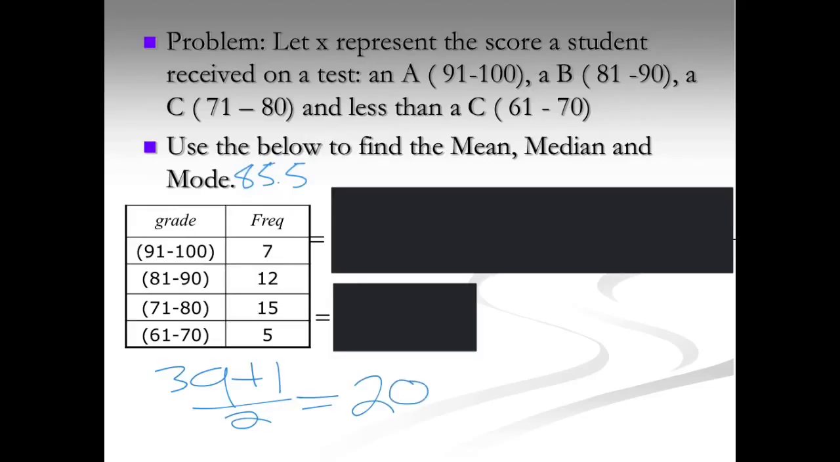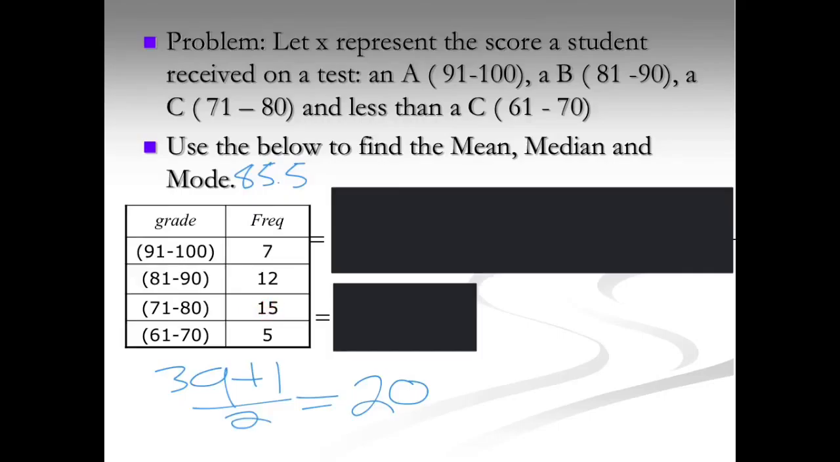In order to find the 20th frequency, we're going to be adding cumulative frequencies together. So I'm going to start at the bottom. So I have the first 5 scores here, and then if I add in the next 15, I now have 20, which means that my 20th frequency is going to be in this range between 71 and 80. If I go from the opposite direction, if I start with 7 and then add 12, I now have the first 19 frequencies, which means again the 20th frequency is going to end up in this area here.